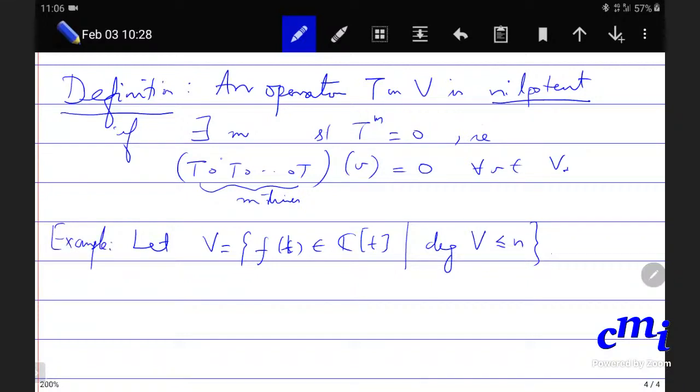Nilpotent means that if you apply it sufficiently many times to any vector, we will get 0. So if you do that for the basis, we will get 0. But the basis has only finitely many elements, so one would get this. Just this is a vector space of dimension n plus 1.